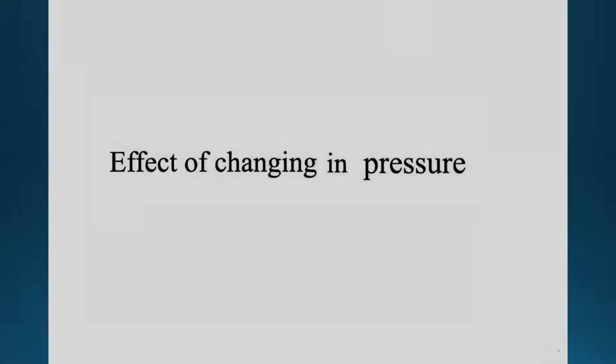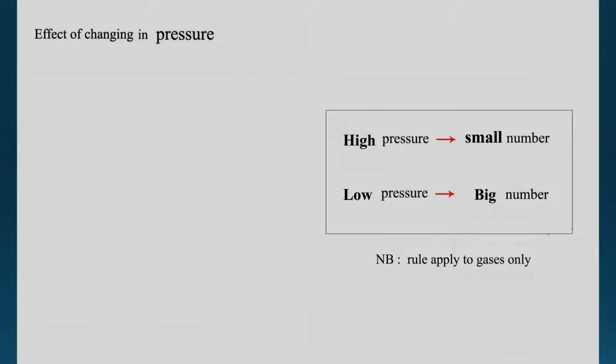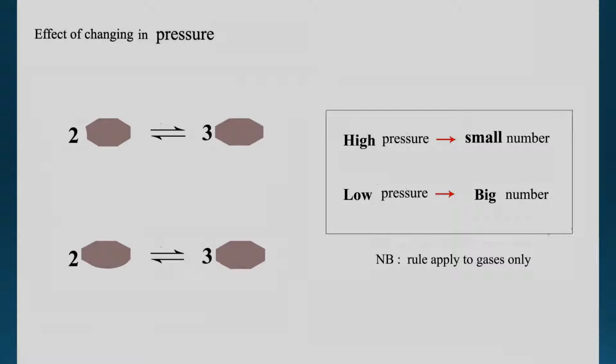The effect of changing pressure. When high pressure, you favor the small number. On low pressure, you favor the big number. This rule applies to gas only. What do I mean by that? In the equation, you see the front coefficient number, 2 something, equilibrium becomes 3 something.